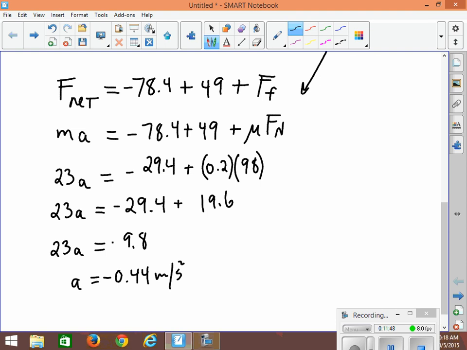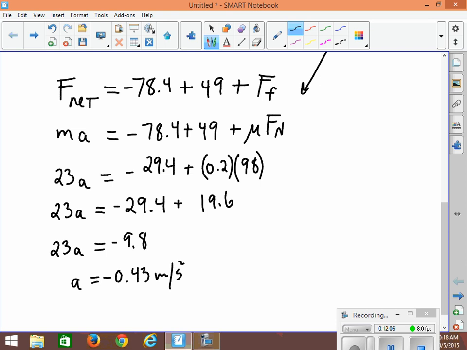9.8 negative. So instead of 0.44, our acceleration is going to be what? 4.3. So it changes everything just slightly. That's a good point. We've got to be correct. Okay, so we're happy with that acceleration, and that's the acceleration of the entire system.